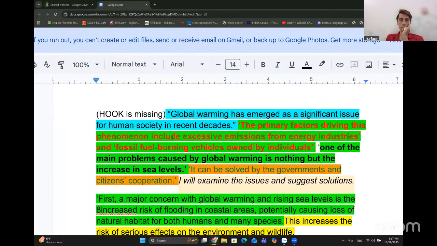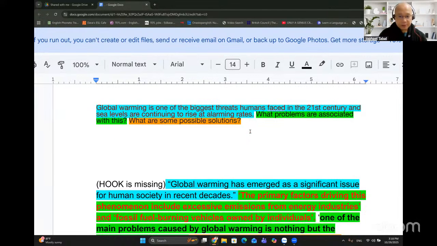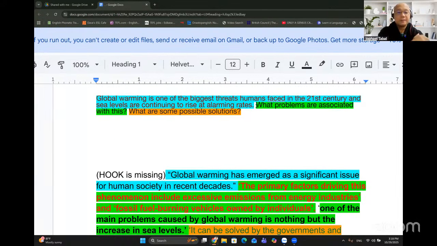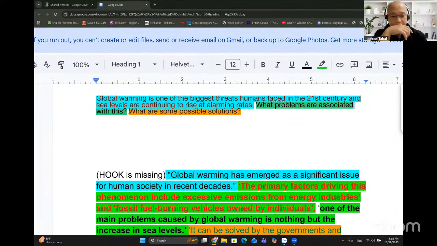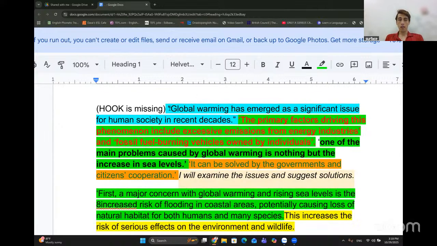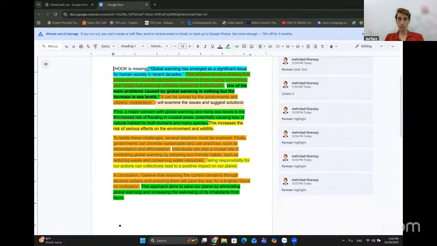It says global warming is one of the biggest threats humans faced in the 21st century, and sea levels are continuing to rise at alarming rates. What problems are associated with this, and what are some possible solutions? In his writing, he didn't have a hook, so I said hook is missing for him.